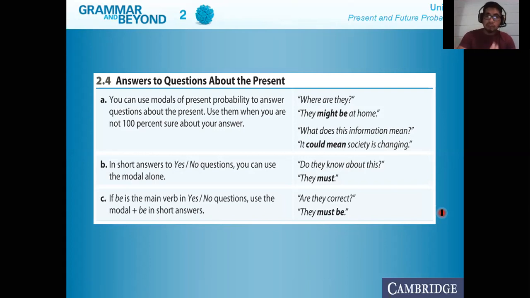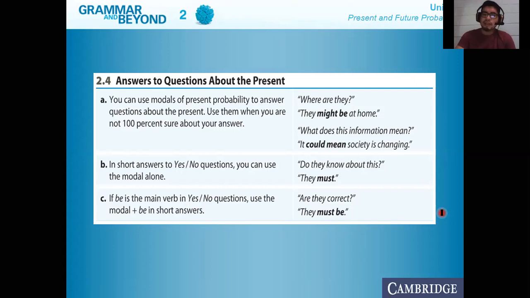So when somebody asks you a question with the verb to be and you are not certain about the answer, you have to use the base form of the verb be, not the verb to be. That means that you're not going to use is, am, or are in your answer. That means that you're going to use just the verb be after the modal, as it is, no changes whatsoever. They must be.